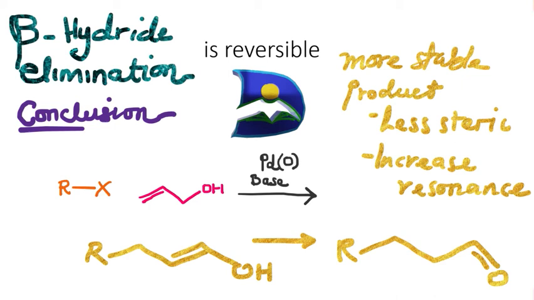So that's about it for this particular video. Hope you're able to explore and understand how beta-hydride elimination is really key and important in creating a more stable product due to obeying resonance and also less sterics. And in our next video we will focus more on other pathways within the Heck reaction that improve a specific stereochemistry of the products that are created.